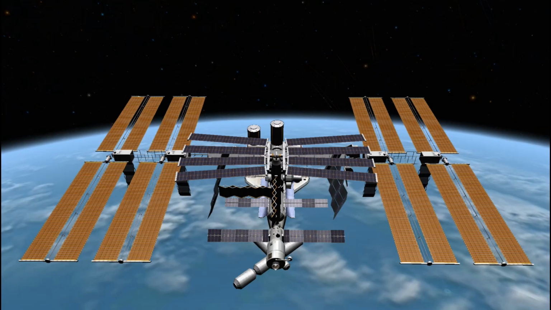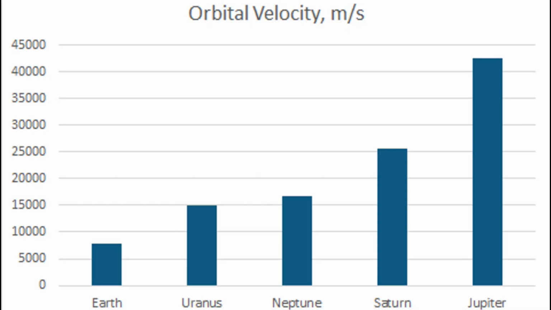We're now going to discuss atmospheric entry. To enter orbit around any planet in the solar system, it requires an enormous amount of velocity. For the Earth, that is about 7,800 meters per second. The larger the planet, the higher the circular orbit velocity. For Uranus, you need 15,000. For Neptune, you need 16,600. For Saturn, 25,500.